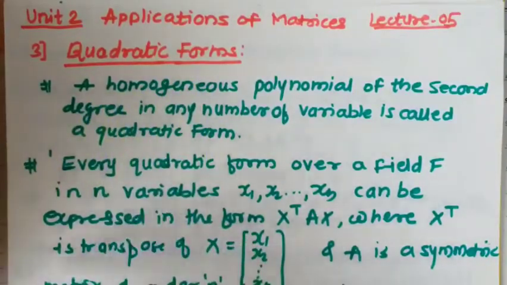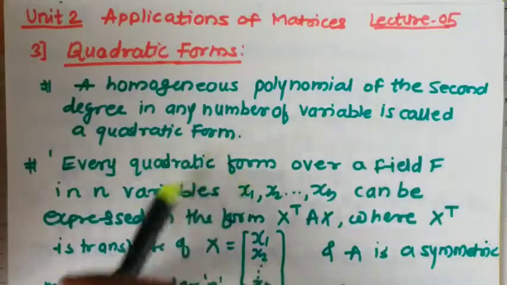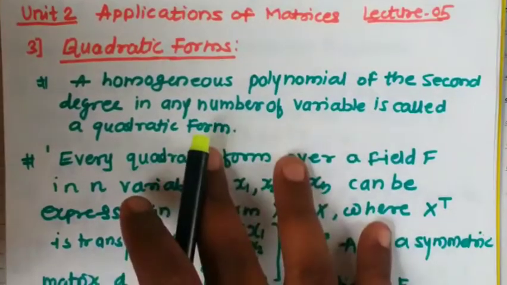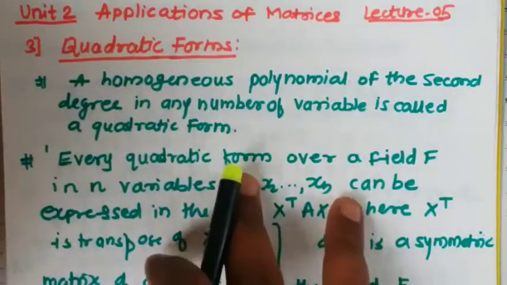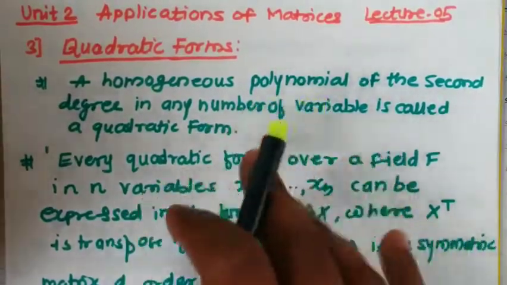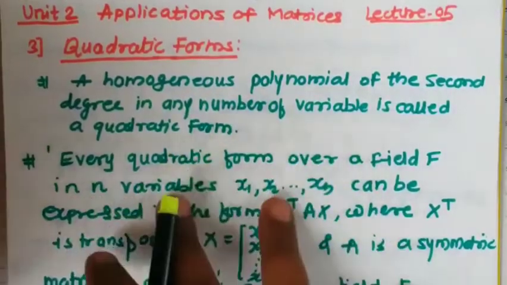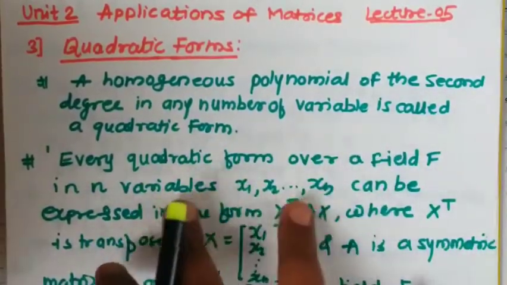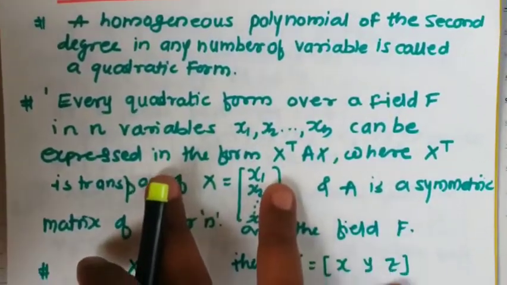A homogeneous polynomial of second degree in any number of variables is called a quadratic form. First, it has to be a polynomial of second degree, and the number of variables doesn't matter. The degree of each term of that polynomial should be 2. Such a form is called a quadratic form. This is the general definition you can see. And in our unit, we are going to see this type of quadratic form.